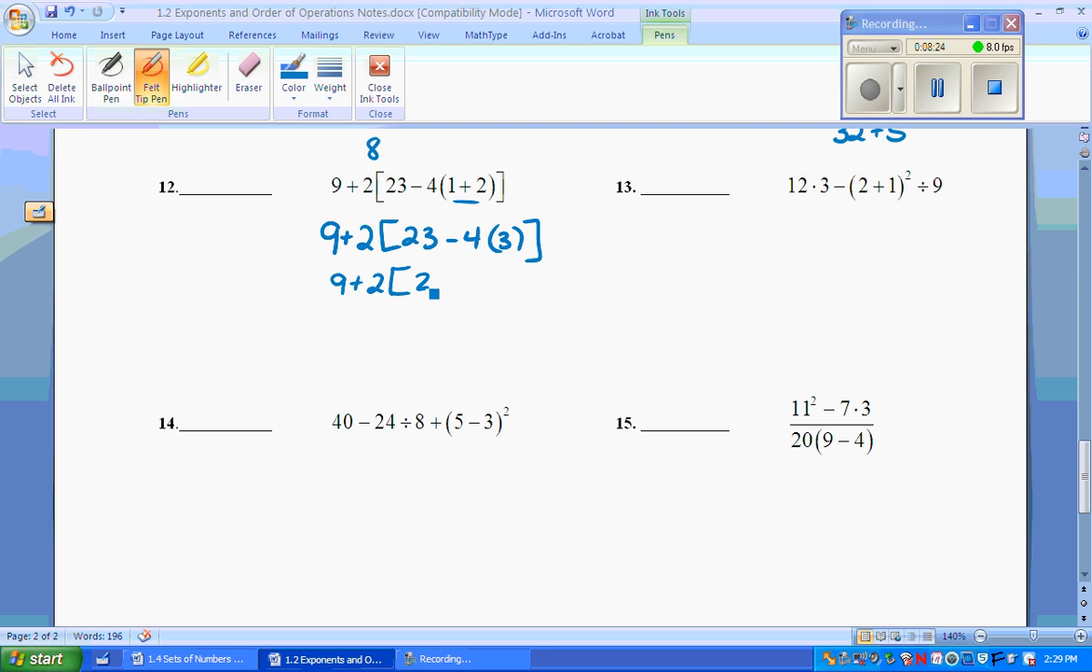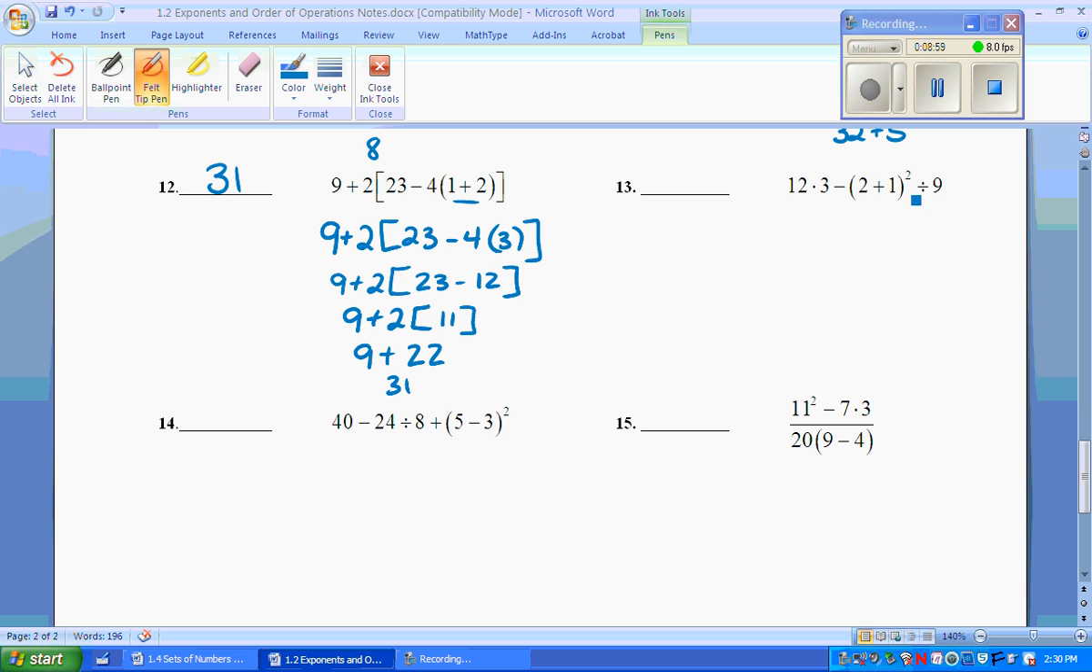You have 23 minus these 2, which is 12. When you times them, 9 plus 2 still stays. You can do the parentheses. 23 minus 12 is 11. And this is why you didn't add these, because the 2 needs to be multiplied. So your order says to do multiplication first. So this is 9 plus 2 times 11, which is 22. Add 9 to that, 31.